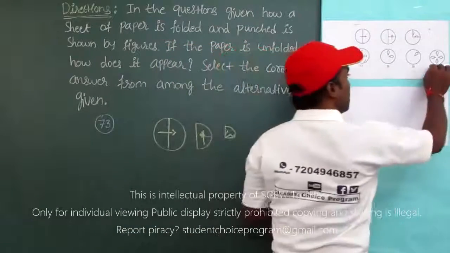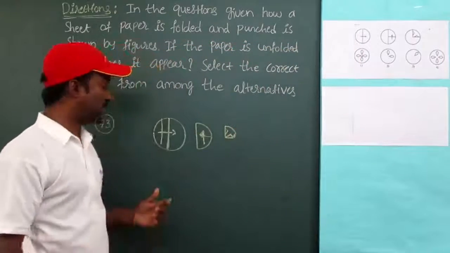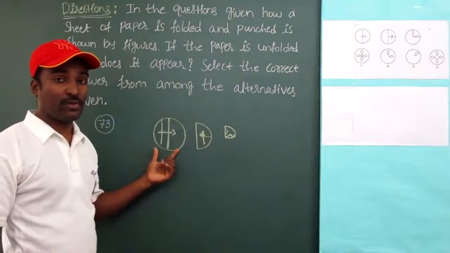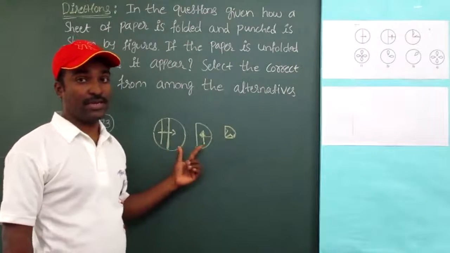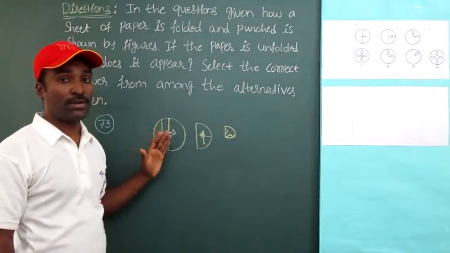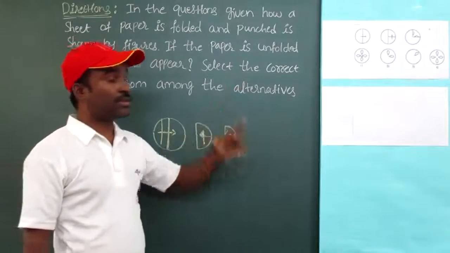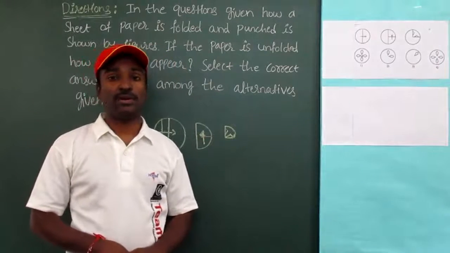So this is the right option, and this is how we solve this example. The important point is careful observation of how the paper is folded and how many layers we get after folding. Okay, this is very important. Using this point, we can eliminate the given options and finally come to the correct option. Okay friends, now I will move to the next problem.